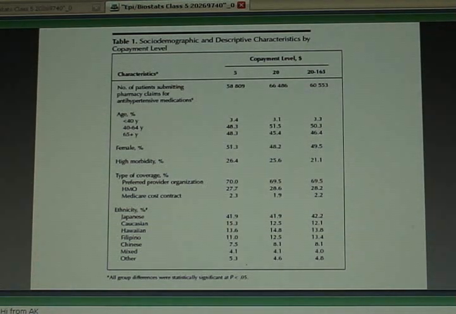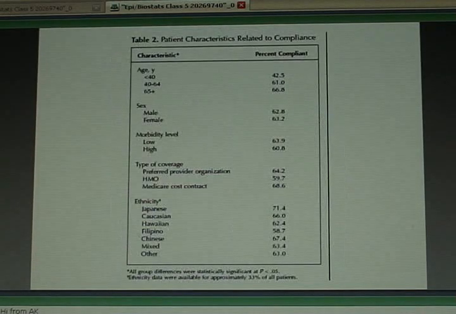in this particular table. If you look at table 2, the same paragraph, these are crude associations. These are associations between patient characteristics and the outcome compliance. And what we have here are the percent of people who comply. Notice that the percentage of compliance is increasing with age, slightly higher in males than in females, slightly higher for people who have low morbidity, highest in the people who have a Medicare cost contract coverage, and highest in the people who have Japanese ethnicity.